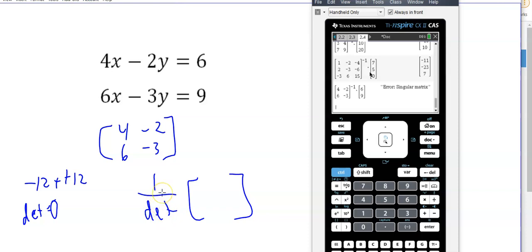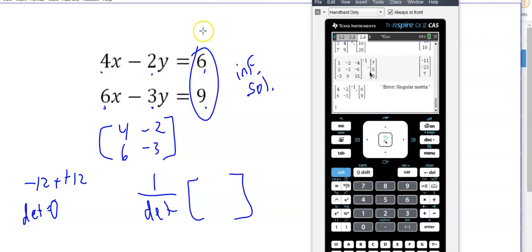So when you get this error message, I don't know if it's no solution or infinite solution. So then you have to think, is this the same exact line or not? Well, that's a 4 to 6 ratio. That's like a 2/3 ratio from 4 to 6. From 2 to 3 is a 2/3 ratio. From 6 to 9 is a 2/3 ratio. I think that is the exact same equation. So this is an infinite number of solutions.